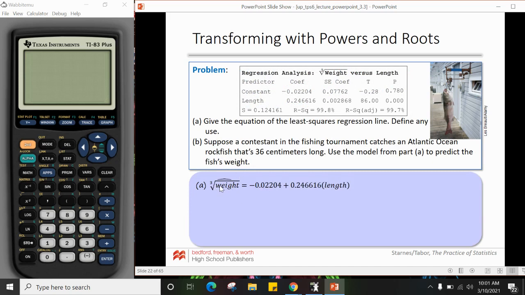It's not just the weight, it's the cubed root of the weight equals the constant, negative 0.02204, plus 0.246616 times the length. So now when I plug this value in, I get my grams. This is approximately 694.6 grams.